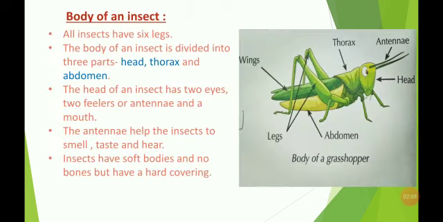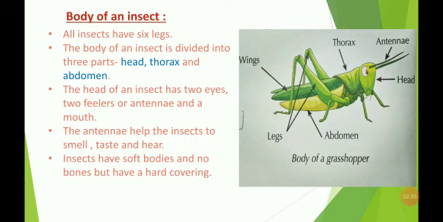Now, body of an insect. If you look at any insect, you will find that the body of an insect is divided into three parts, that is head, thorax, and abdomen. Insects have 6 legs that are connected to the thorax. The head of an insect has 2 eyes, 2 antennae that are also known as feelers, and a mouth. These antennae help the insect to smell, taste, and hear.